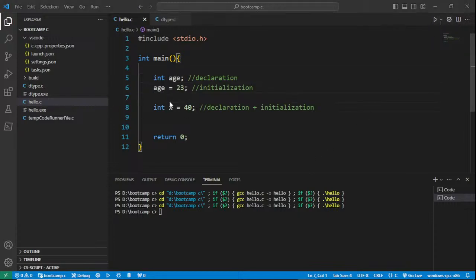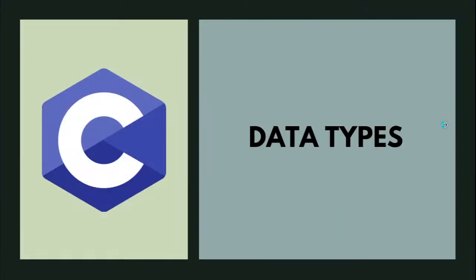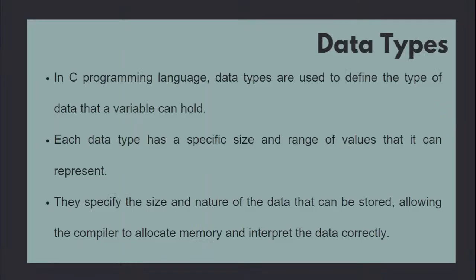Okay, let us learn what all other data types are available. So talking about data types, what is data type first? In C programming language, data types are used to define the type of data that a variable can hold. Okay, so what data type they store, that's what you are trying to hold. So each data type has a specific size and range of values that can be represented. Okay, so they specify the size and nature of the data that can be stored, allowing the compiler to allocate memory and interpret the data correctly.